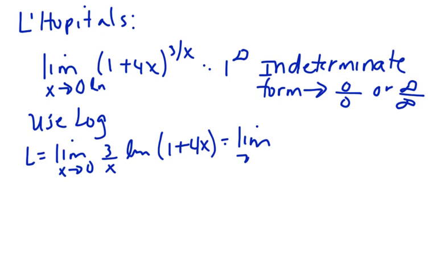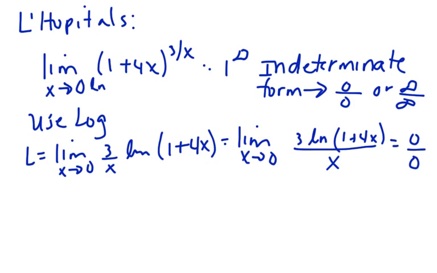Working some algebra on this. All right, an easy one, actually. We're going to combine and write everything over the denominator x, which is immediately in 0 over 0. It's in the correct indeterminate form to be able to use L'Hopital's rule.